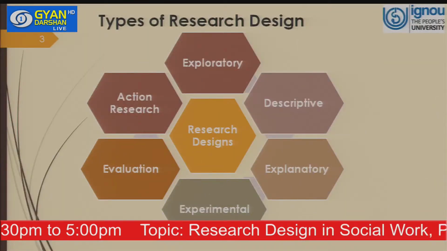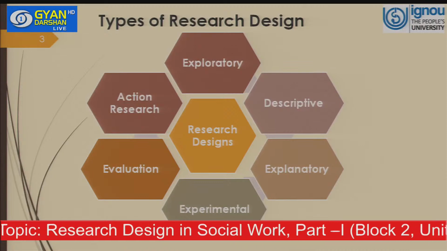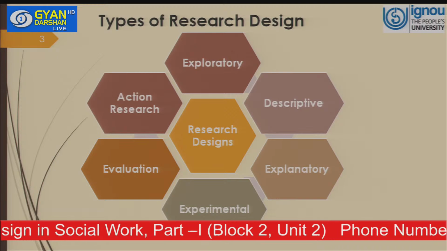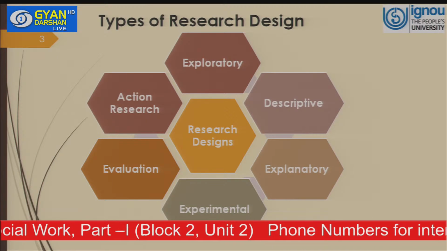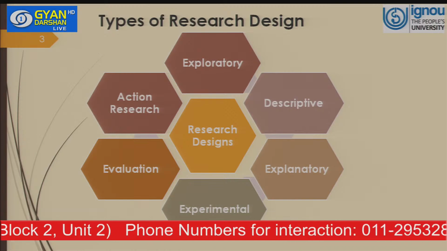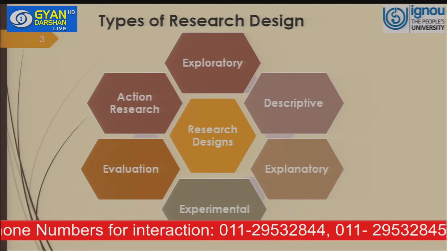And when we are trying to understand, in social work research, there are broadly 6 types of research designs. And how we can use these 6 research designs is what we are going to see in today's presentation. The first design is the exploratory research design. The second one is the descriptive research design. The third one is the explanatory research design. And the fourth one is the experimental research design. Fifth one is the evaluation research design. And the sixth one is the action research.